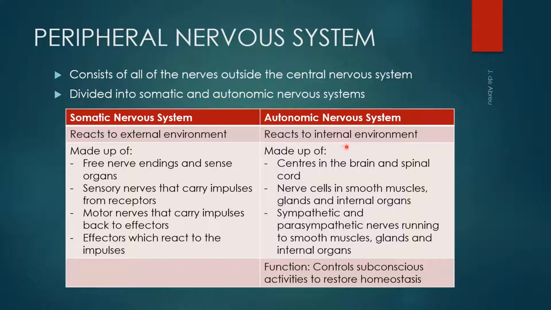Then we have the autonomic nervous system. This reacts to the internal environment. Okay, it is made up of sensors in the brain and spinal cord, the nerve cells in smooth muscles. So smooth muscles are what make up your organs. And then it also includes the nerve cells in glands and internal organs. And then it also includes the sympathetic and parasympathetic nerves running to the smooth muscles, glands, and internal organs.